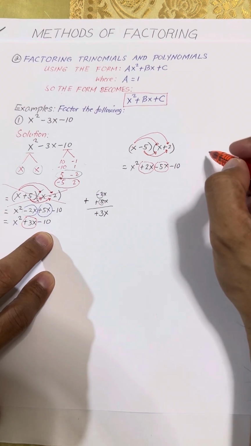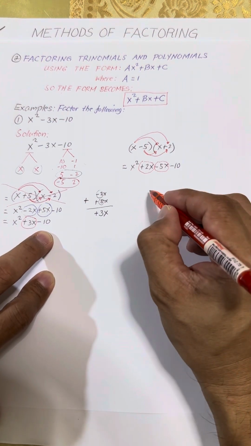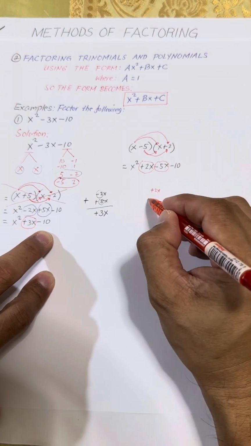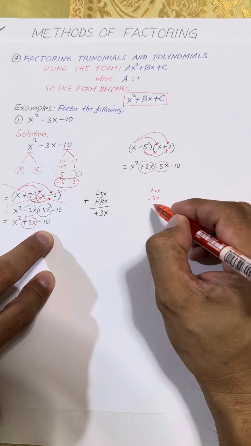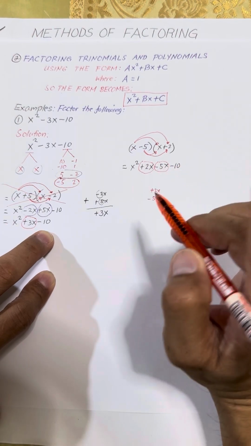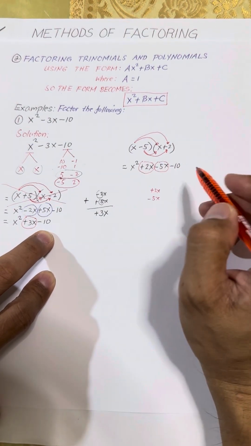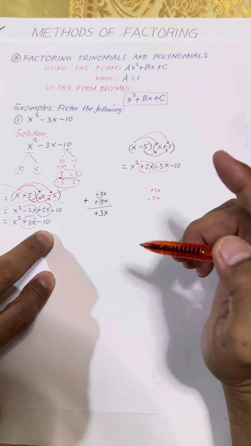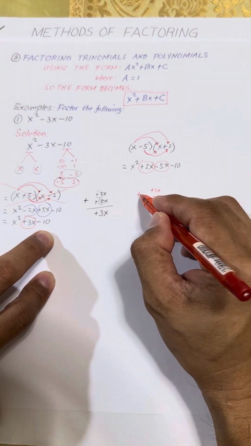So again, the rule of combining is to add. Okay, so we have positive 2x, then we have minus 5x. So we want to combine them. Combine means make them just one term, because we have two terms now which are similar. So we have to combine them to make them one. Okay, so to do that, you have to add.